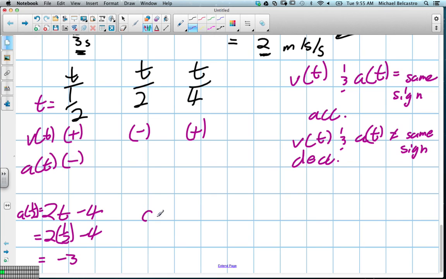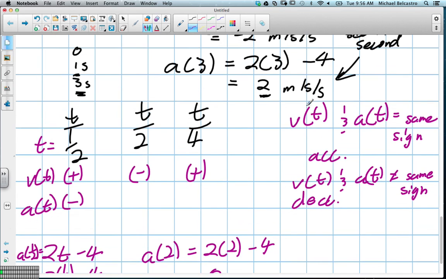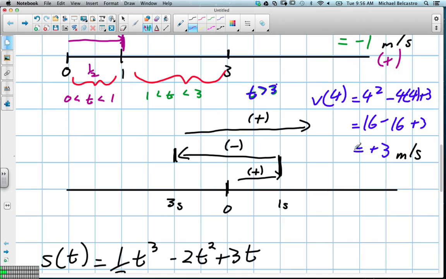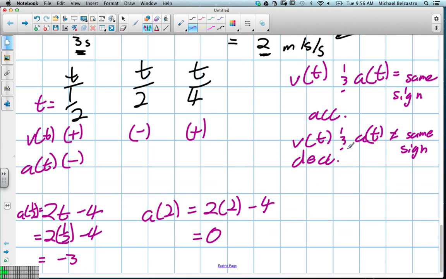Our second one is acceleration at 2 seconds. So we have 2 times 2. At this point, we have no acceleration. So it's at a constant rate of change, and what was it at that point? Anyone remember? Negative 1 meter a second. So it's moving at 1 meter a second at a constant rate. So if our acceleration is 0, it's not speeding up, nor is it slowing down. So here we had a value of 0.